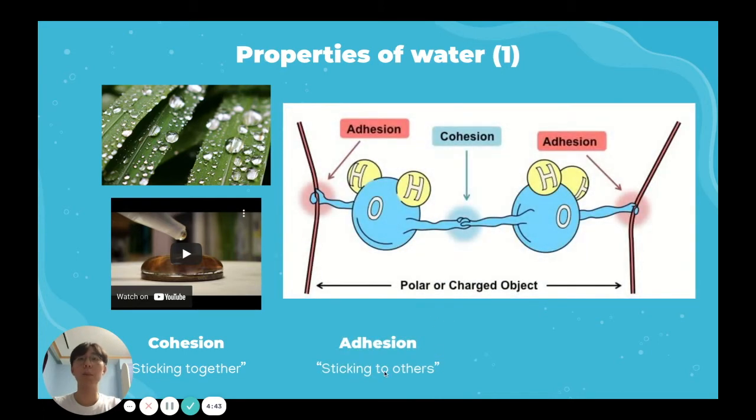Now we'll look at the second property called adhesion. And here is a diagram that really illustrates cohesion and adhesion well. Cohesion, as I said, is water molecules sticking together. So water molecule and water molecule, the two sticking together. And then adhesion is the tendency of water molecules sticking to others. So a water molecule sticking to another object here. And so it's holding on to that object.